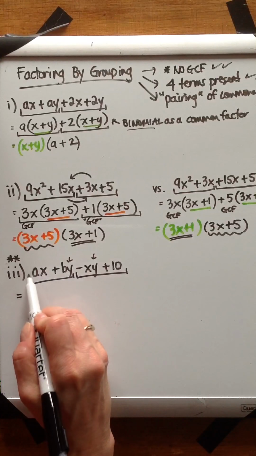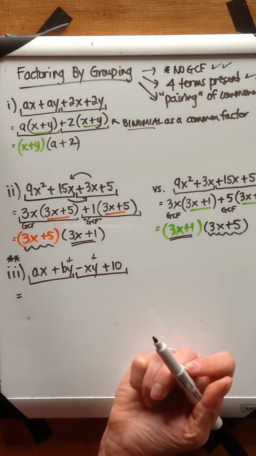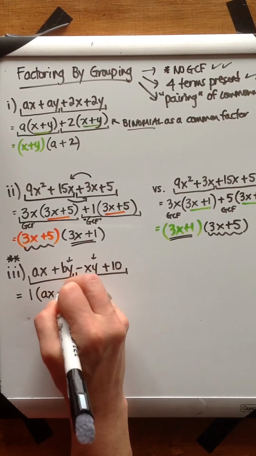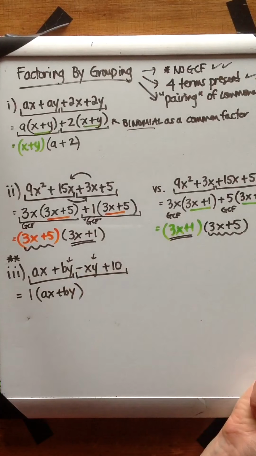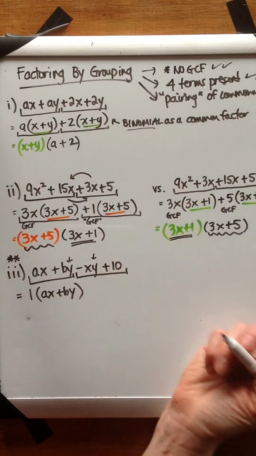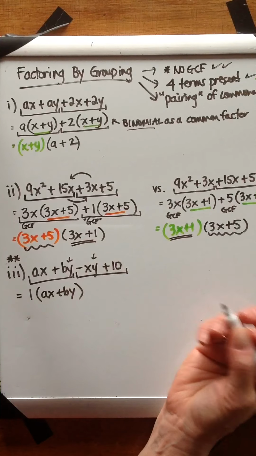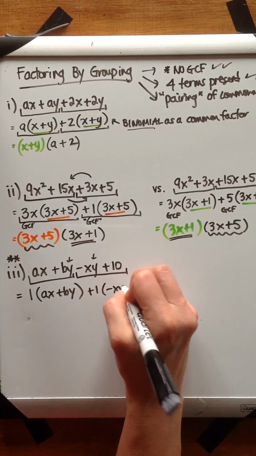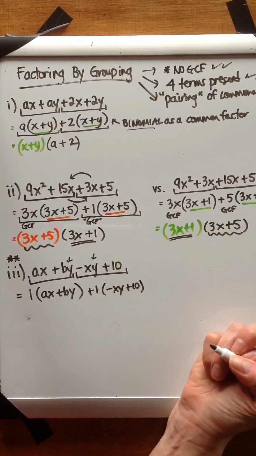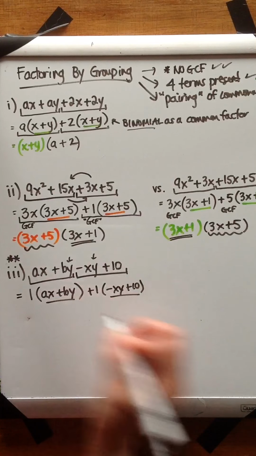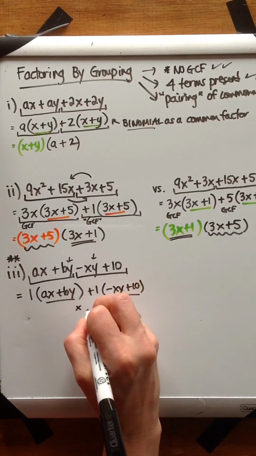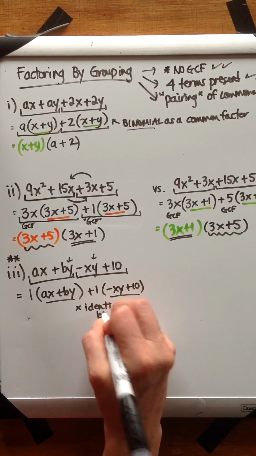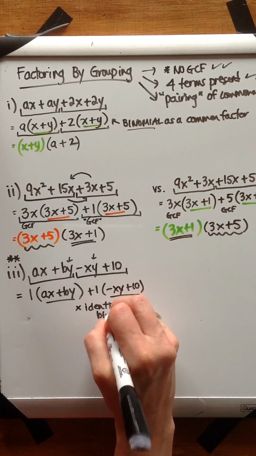Is there anything in here that these two have in common? Absolutely not. Okay, so I could do a 1 times ax plus by. Okay, and over here, is there anything that these have in common? No. So I could even do plus 1 and have negative xy plus 10. Now the problem I run into is that this term and this term are not identical binomials. So I cannot factor them out.